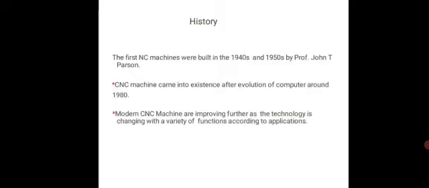History. The first NC machines were built in the 1940s and 1950s. Professor John Parsons. CNC machines came into existence after the evolution of computers around 1980. So modern CNC machines are improving further as the technology is changing, with a variety of functions according to application.